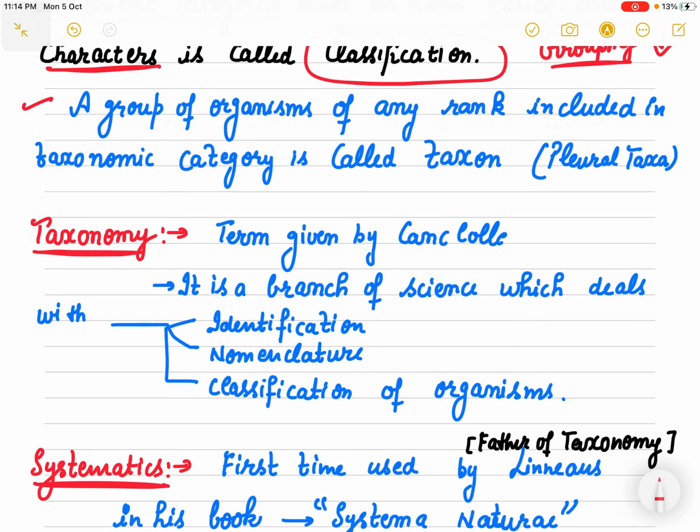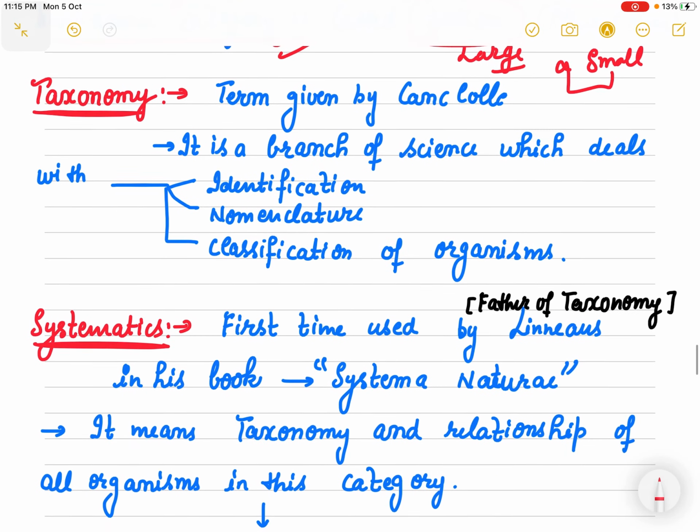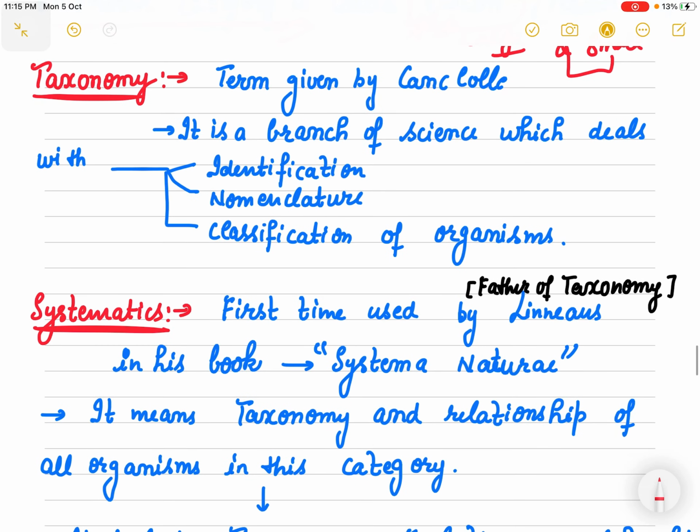categories. Now, a group of organisms of any rank, either small or large, is included in a taxonomic category, and this is called taxon. I will explain this term to you just after a few minutes. See, a group of organisms are arranged at particular levels and included in categories. The group of organisms included in this category is called taxon, right? But before that, let's understand taxonomy.